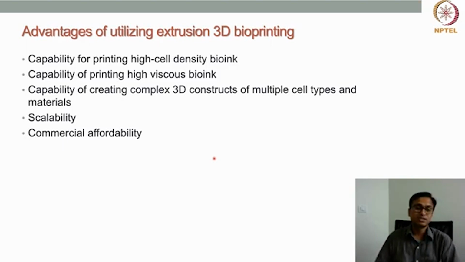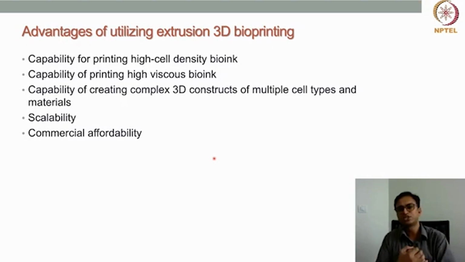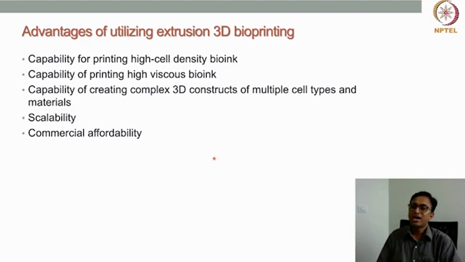So that's a huge advantage of this technology, because in that case we are reaching somewhere very close to the native cell density, and that is required for bioprinting of this kind of structure. If we are trying to mimic that kind of tissue structure, then that is very much required, so then we can get the function of that particular tissue. So that's why printing high cell density bioink is definitely a very big advantage.